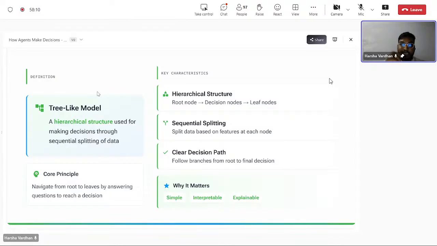And what are the key characteristics of decision trees in AI agents? We have a concept called sequential splitting. The data is split based on features at each node. On each node, the data is split for a reason, where the reason lies in the input or the prompt that you're given. So the sequential splitting literally depends on the input and the prompt. If you're clear with this, we'll move on.